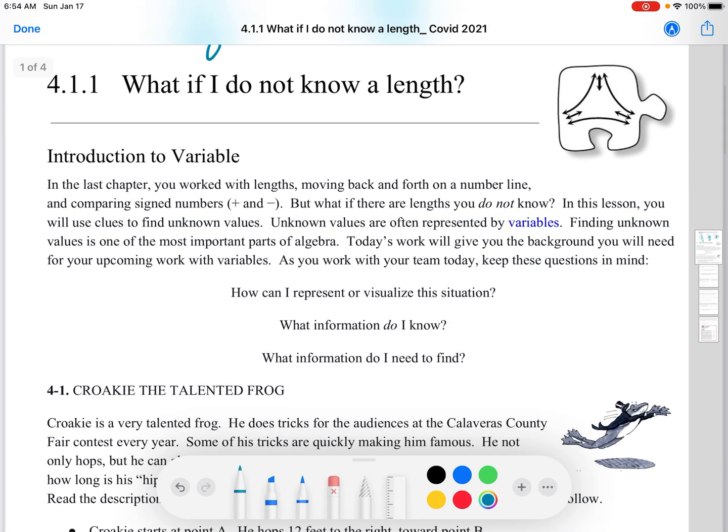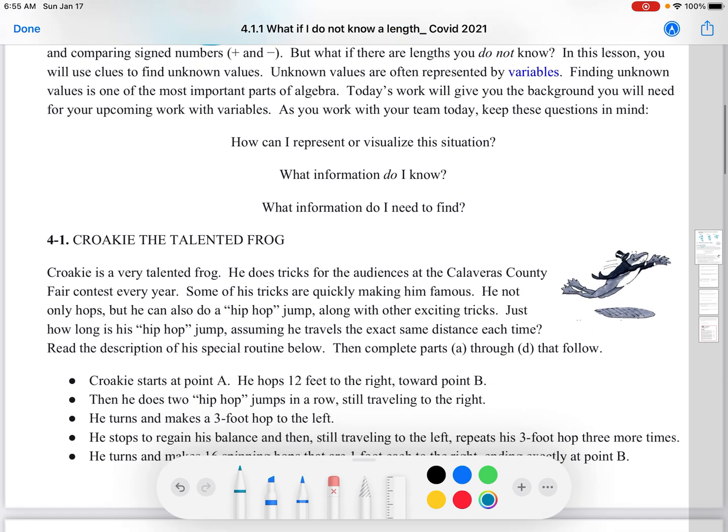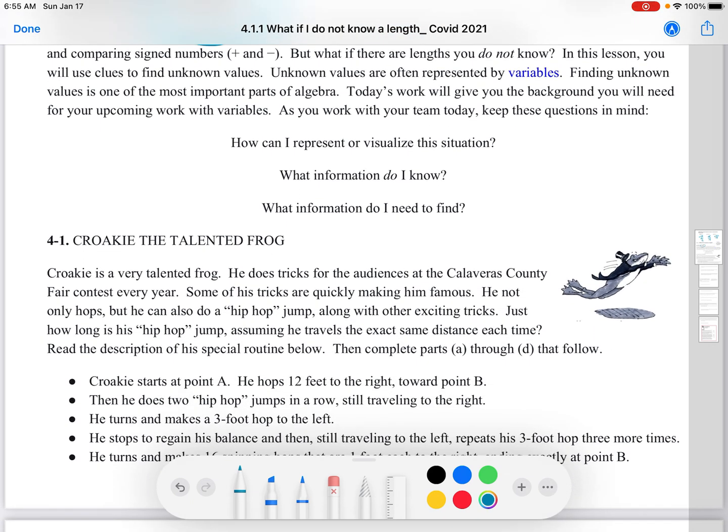So 4.1.1 is what if I don't know this length, and we're going to introduce, as I just said, this thing called a variable. So in the last chapter, you worked with lengths moving back and forth on a number line and comparing signed numbers, plus and minus. But what if there are lengths you do not know? In this lesson, you will use clues to find unknown values. Unknown values are often represented by variables. Finding unknown values is one of the most important parts of algebra. Today's work will give you the background you need for upcoming work with variables.